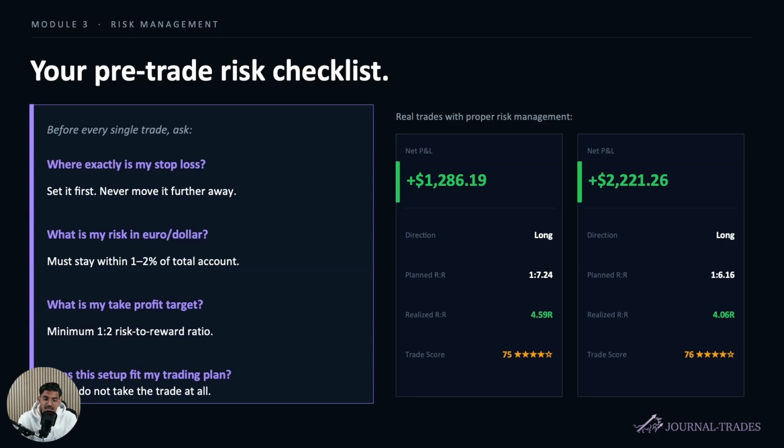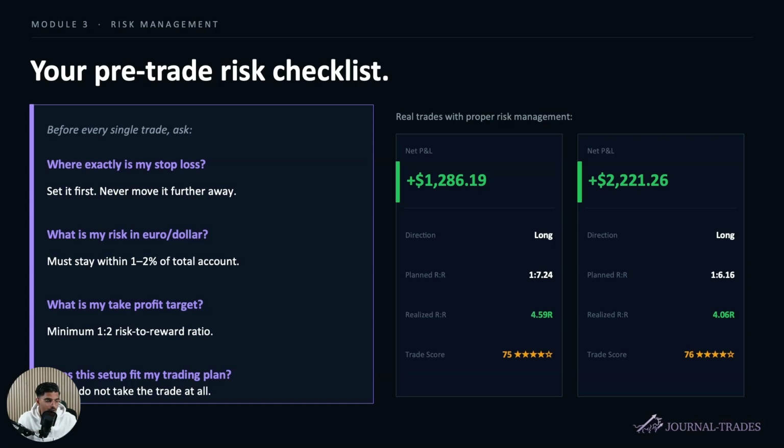The next thing is that you need to see that your profit target is an R multiple of 2 or higher. What this means is that for every dollar you risk, you essentially make 2 if you win the trade. So if you lose 1, if you win, you win 2. That's the bare minimum for any trade. And does this setup fit my trading plan? It speaks for itself. If the setup doesn't fit the trading plan that you have built, then you cannot take the trade at all.